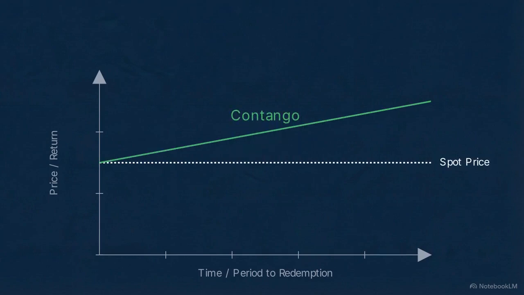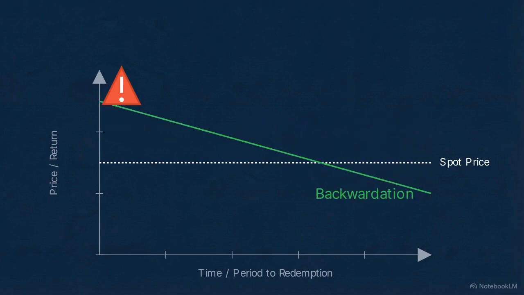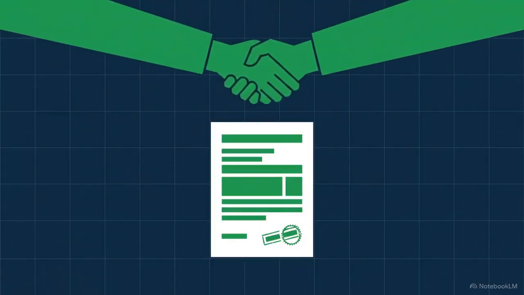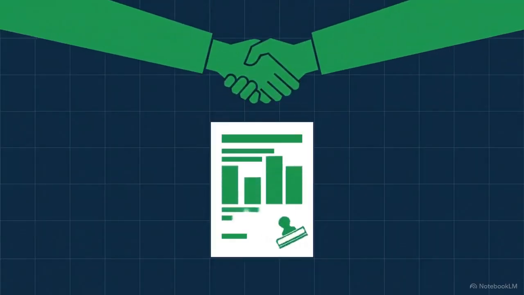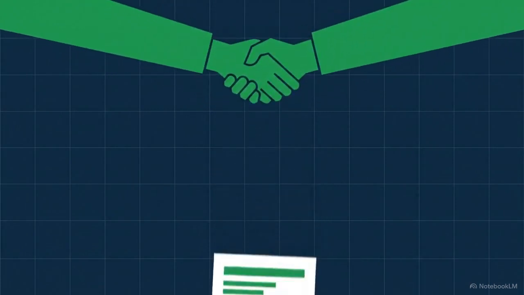This is known as contango. It occurs when the futures price is higher than the immediate spot price, usually to account for carrying costs like storage and insurance. But if supply is suddenly constrained or immediate demand spikes, the curve slopes downward, crossing below the current spot price. This state is called backwardation. By legally binding both parties to their predictions, futures contracts replace the anxiety of market volatility with mathematical certainty.